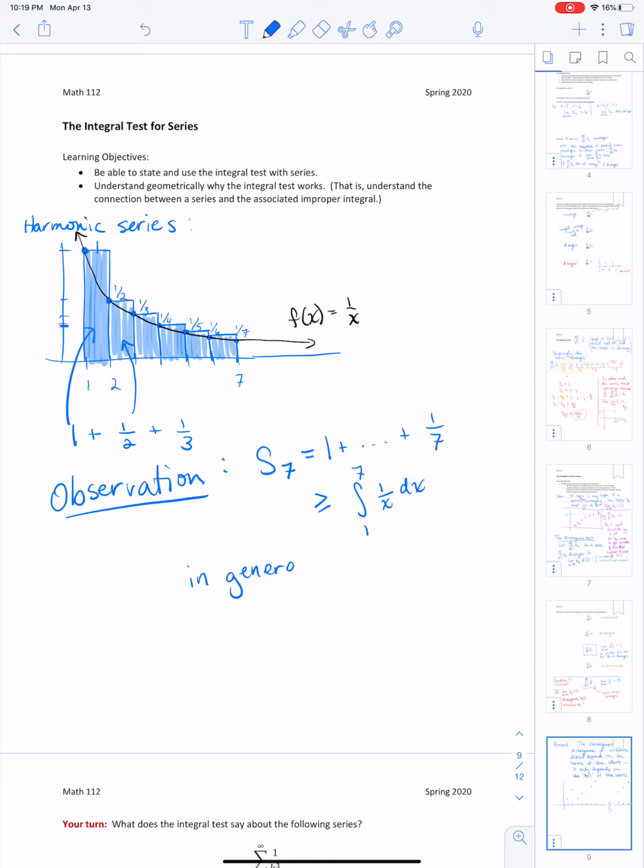Sorry, not S7. In general, Sn is greater than or equal to the integral of 1 over x dx from 1 to n.